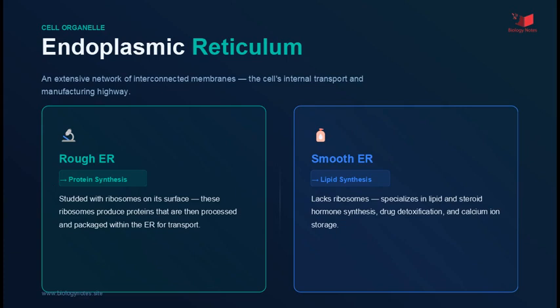The endoplasmic reticulum is a network of membranes inside the cell. It works as a transport and manufacturing system. Rough ER has ribosomes and helps in protein synthesis. Smooth ER has no ribosomes and helps in lipid synthesis and detoxification. It also helps in storage of calcium ions.